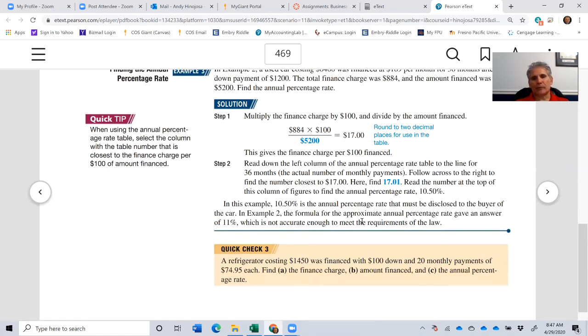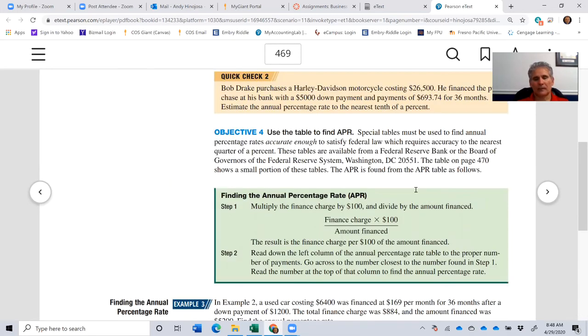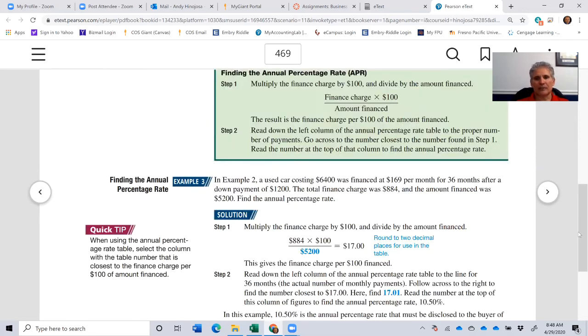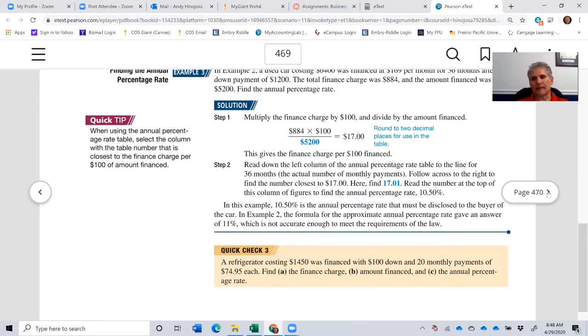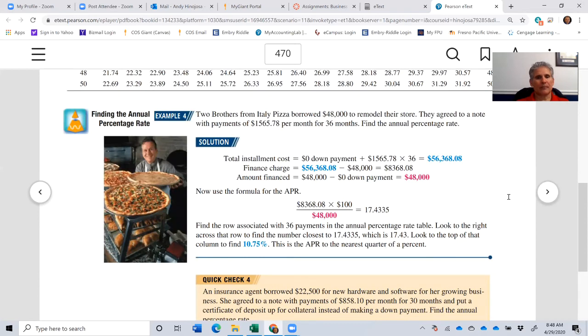The example with the formula for the approximate annual percentage rate gave an answer of 11%, which is not accurate enough to meet the requirements of the law. So the table that we use is actually going to be a little bit more accurate, and we would prefer to use the table in this case. There's the table. Let's move on to example number 4.